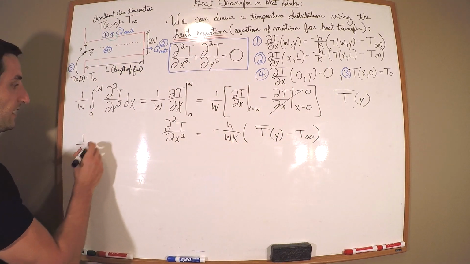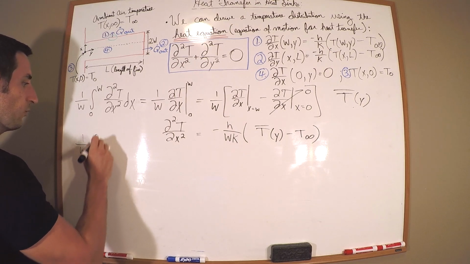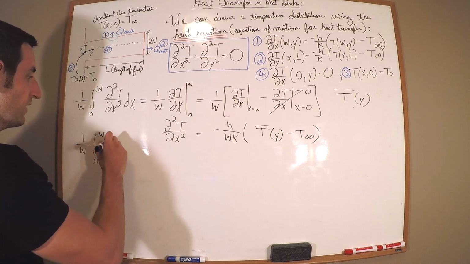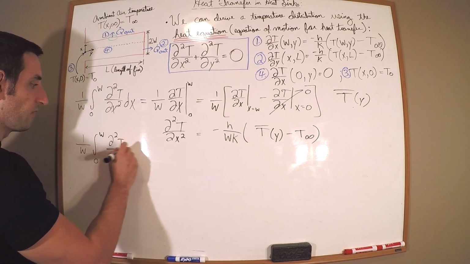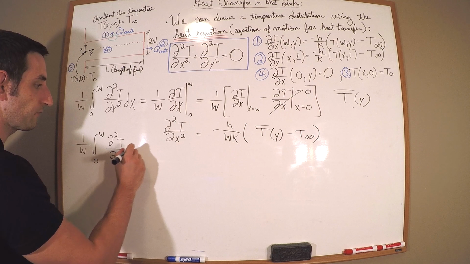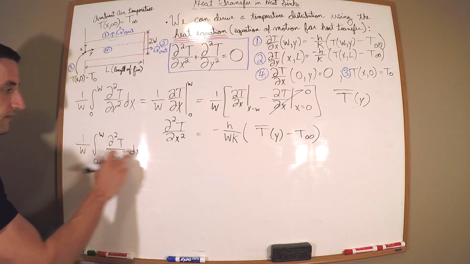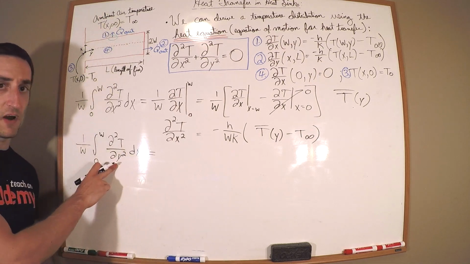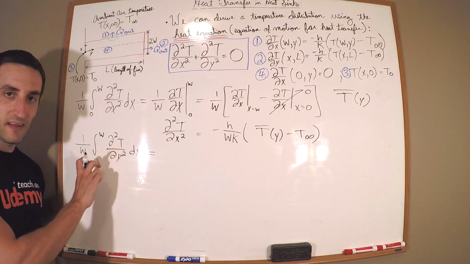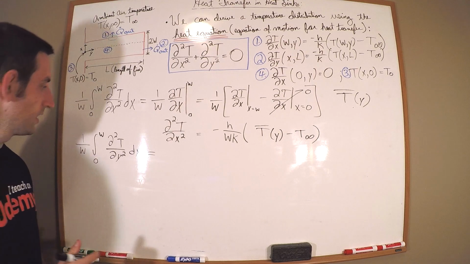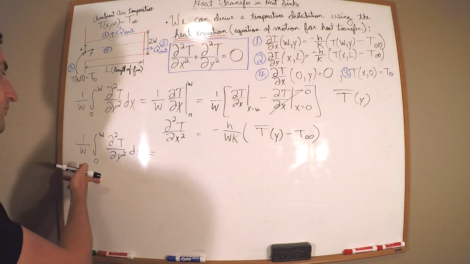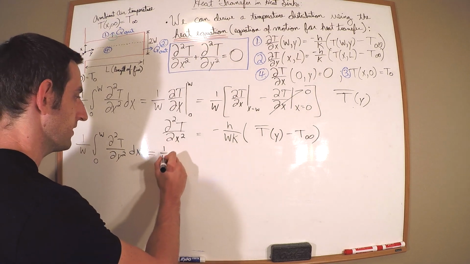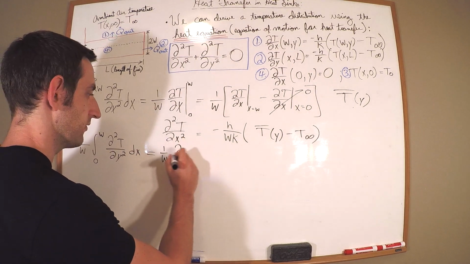This one, fortunately, is a little bit easier. So we take 1 over w times the integral from 0 to w, and we have the second derivative with respect to y of T over x. And since this is dependent upon y, it doesn't have any x dependence. We can, in essence, pull the derivative out of the integral. And what we end up with is 1 over w times the derivative of the following.